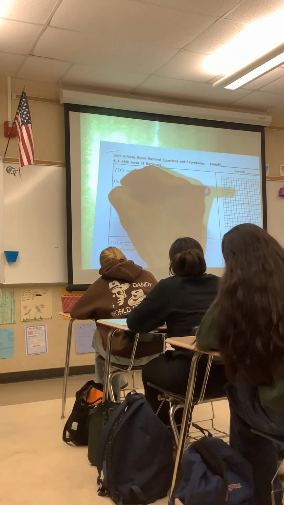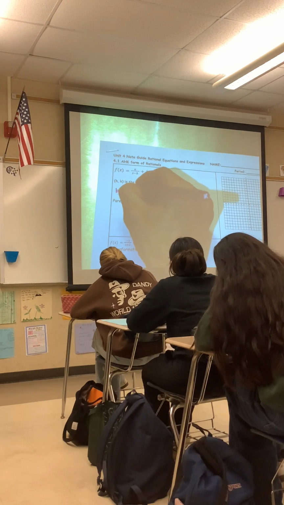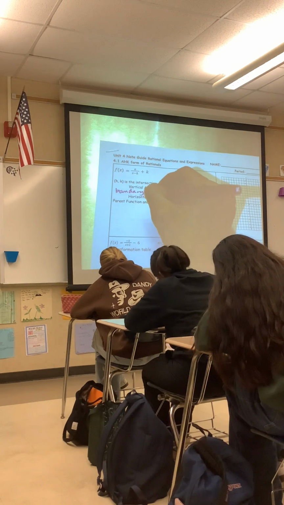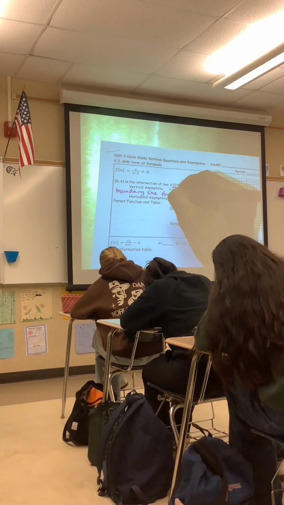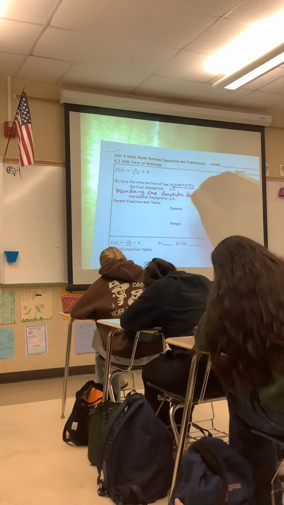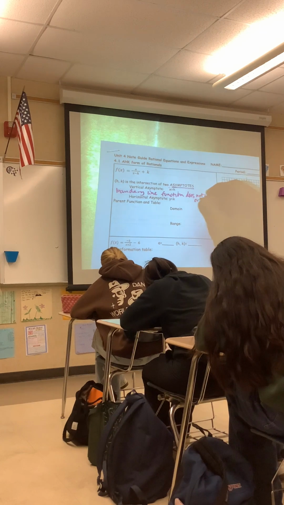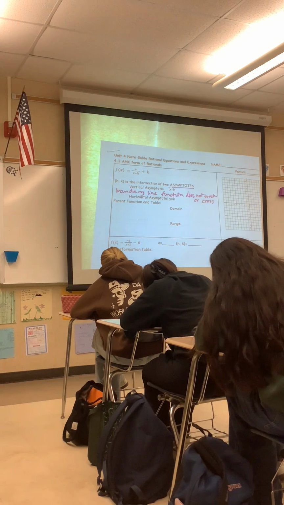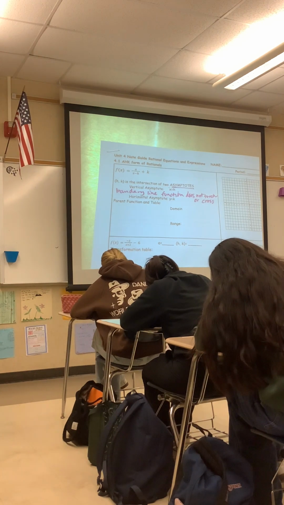It's a boundary line that the function does not touch or cross. So that means there's going to be an imaginary boundary line. It's going to be like a wall that's going to prevent the function from going through.